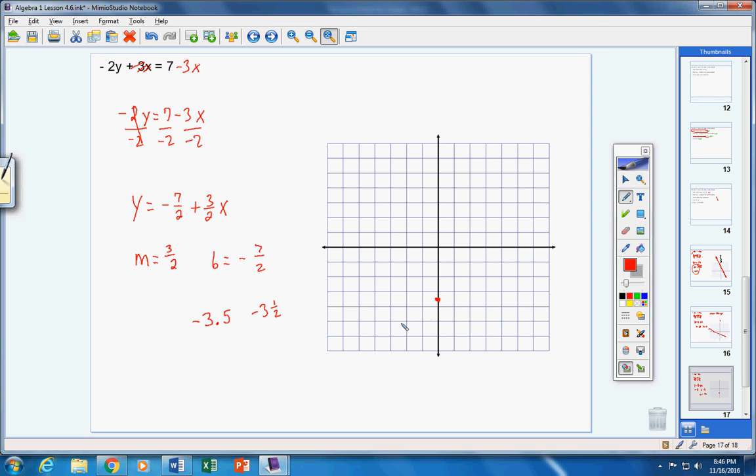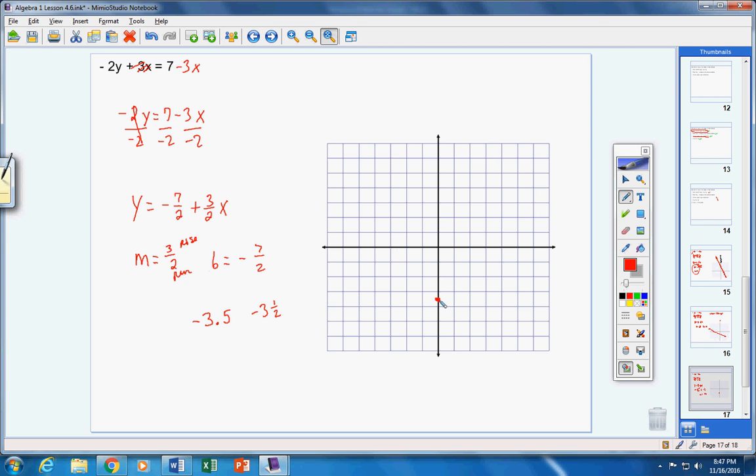Now here's where it gets a little tricky. From this point right here, we're going to rise and we're going to run, right? Notice my slope is positive, so both of my numbers, top and bottom, are positive. Now when you go to rise 3, here's your rise number 3. Here's your run number, okay, right here.